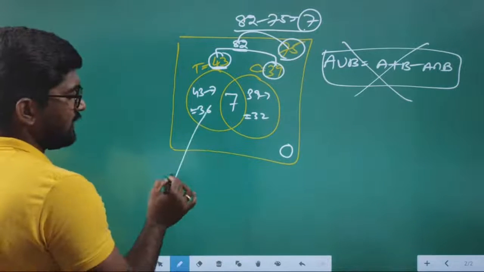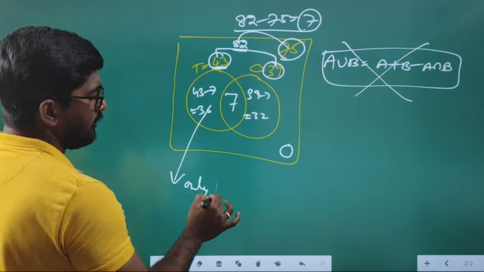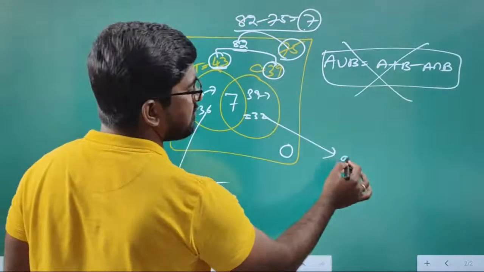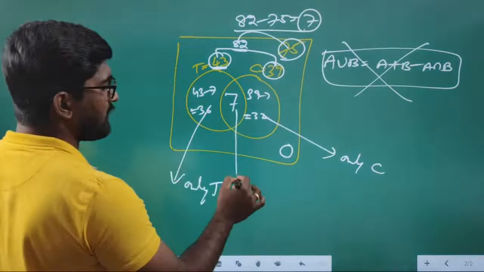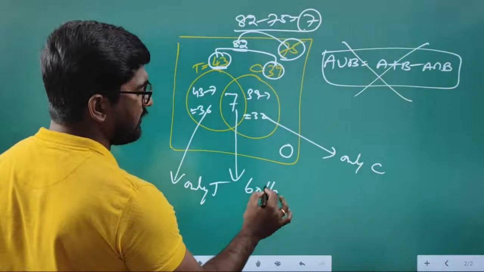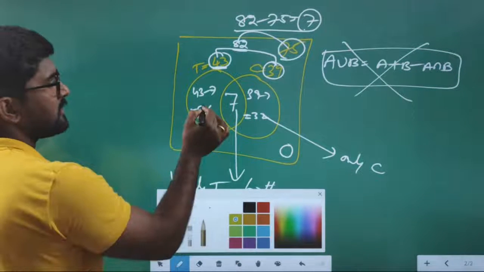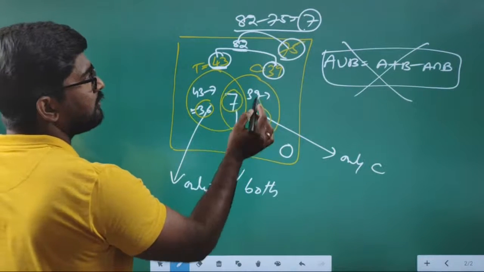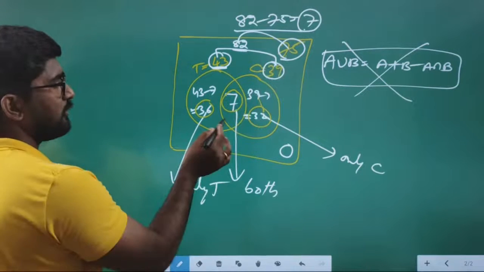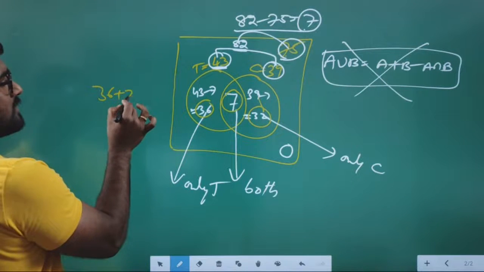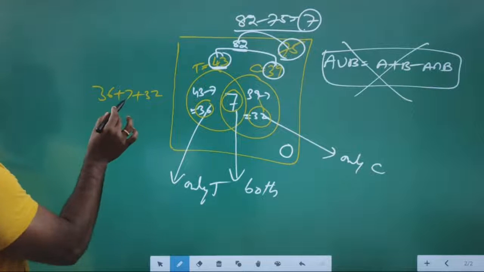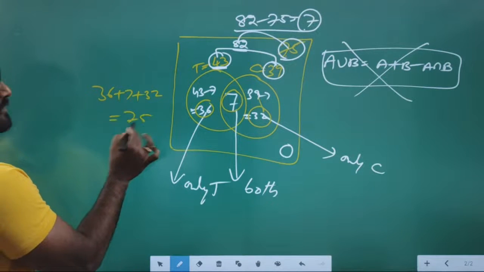So what does this 36 represent? Students who take only tea. What does this 32 represent? Students who take only coffee. What does this 7 represent? Students who take both tea and coffee. So if I add all these regions, 36 plus 7 plus 32, I should get the total strength, which is 75. If you want, you can check. 36 plus 7, 43, plus 32, 75. This is the total strength.